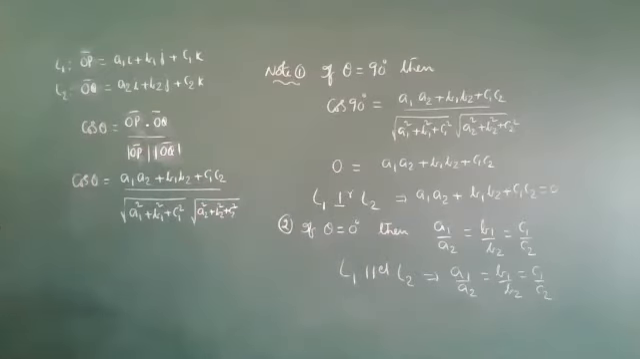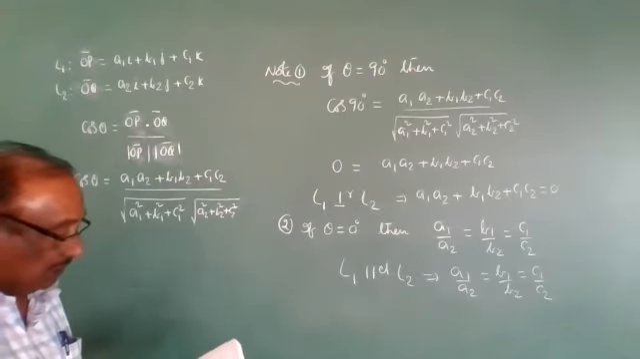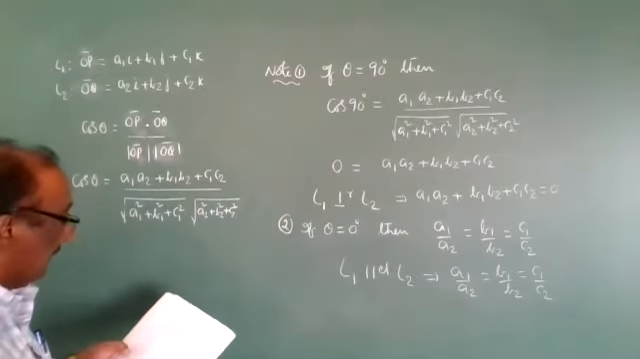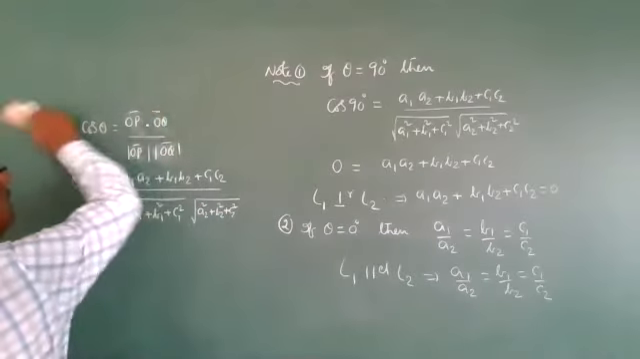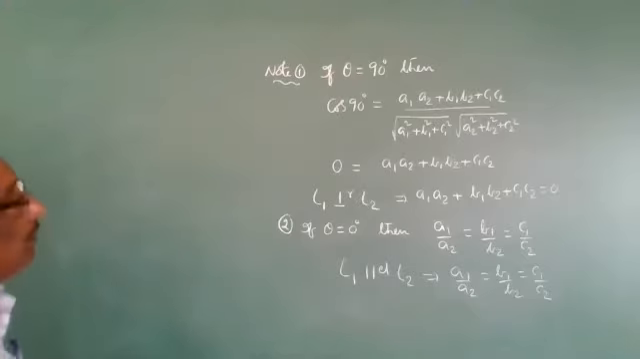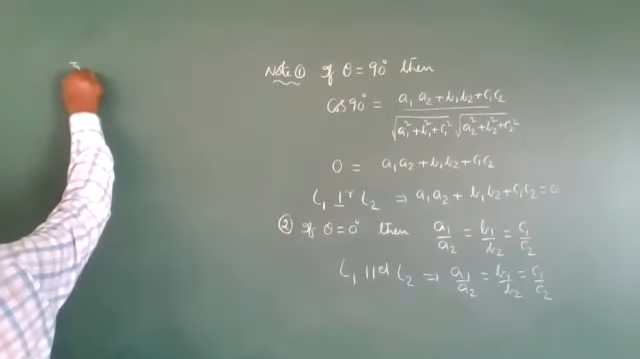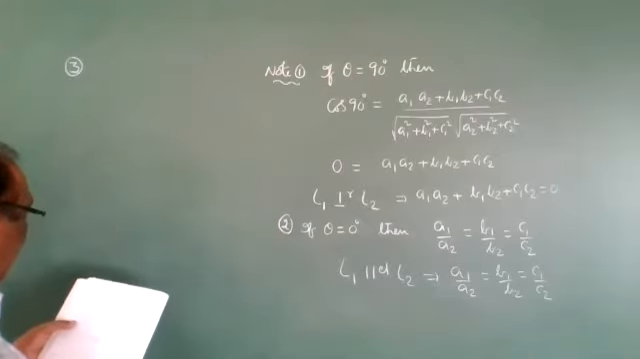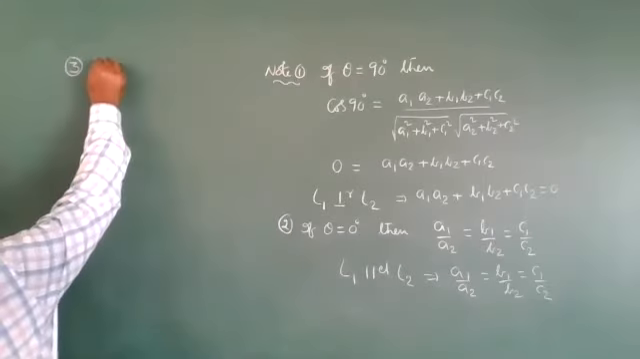Okay? Right. Next we are going through the third point. Everyone see the third point. What is the third point? Two vector forms are given. Vector form of the lines is given.